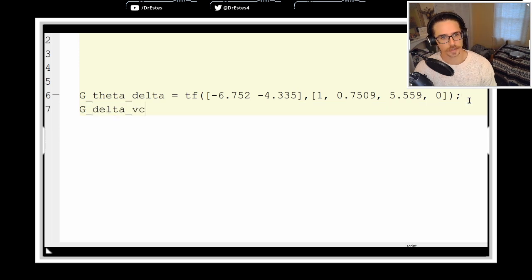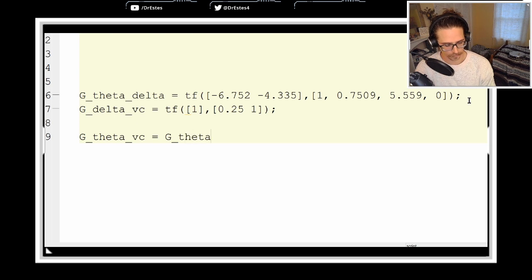Okay, let's make the transfer function for that servo motor. So the output is the angle of the elevator and the input is that control voltage. So this was a first order transfer function. So we have numerator, denominator, and the numerator was just, there was a 1 on the top. And the denominator, it was 0.25 times s plus 1. So there we go. So what you can do, you can make a combined transfer function. So the output will be theta, but the input is the control voltage. If I want this, it's going to be this times G delta VC.